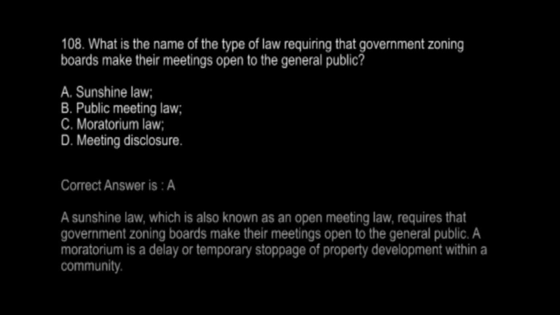Correct answer is A. A sunshine law, which is also known as an open meeting law, requires that government zoning boards make their meetings open to the general public. A moratorium is a delay or temporary stoppage of property development within a community.